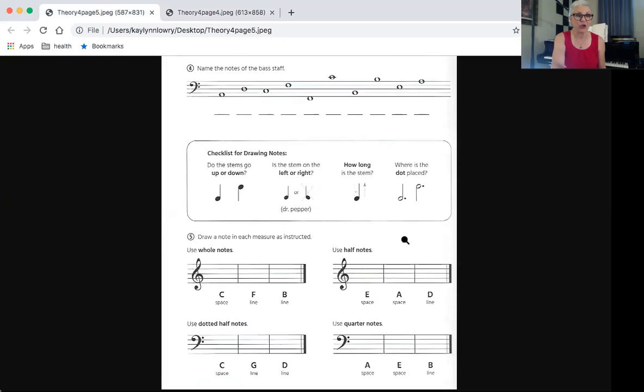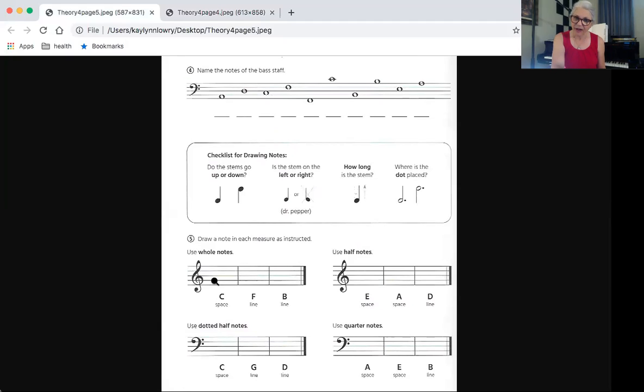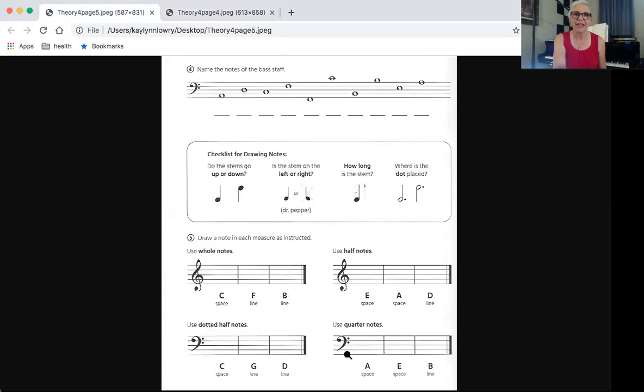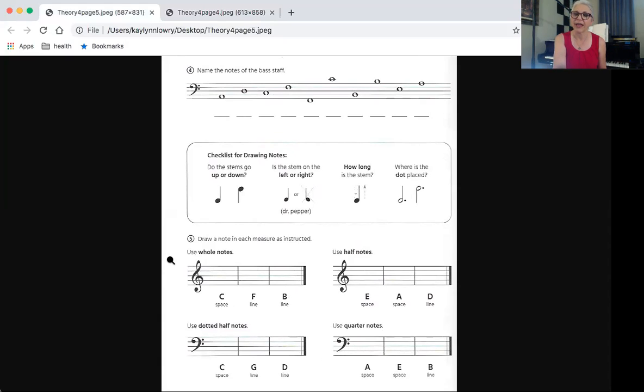Now that you know how to draw notes, take a look at number 5. And you are going to pause the video in just a minute. You're going to be doing whole notes in this section. Follow the directions for where they are to be drawn. Use half notes in this section. Use dotted half notes in this section and quarter notes in this section. Always notice the clef sign because when it changes, it can be really tricky. Take a moment, pause the video, and complete number 5.